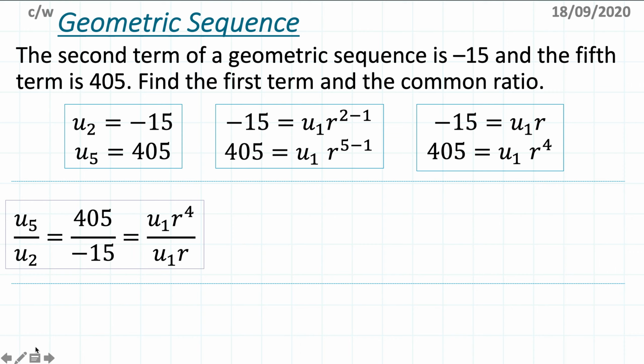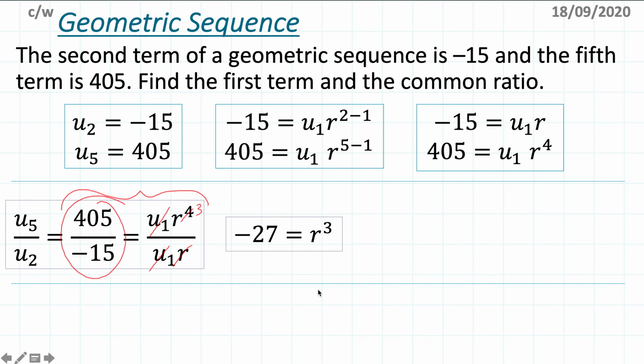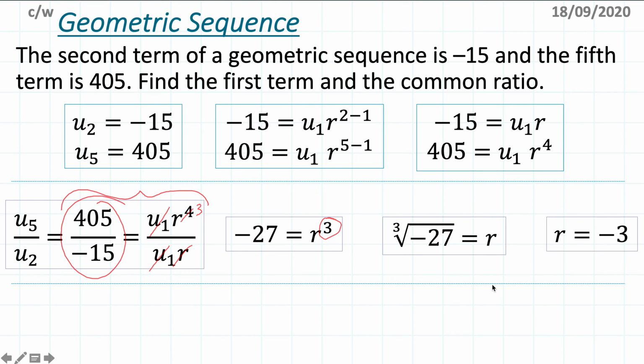So then what I will do, hopefully you'll notice that you can cancel out the u1, and that's what we want to do. We can also reduce the powers, so the power 4 will be 3, and it will cancel out with this r. I can also simplify this left-hand side. So I'm just going to deal with this section. My left-hand side is going to simplify to -27, and my right-hand side is going to simplify to r cubed. So this is what I'm left with, which is great. I only have one term now. Now I'm going to take the cube root. If you have a 2 in there, you take the square root. If you have a 4 in there, you take the fourth root. For a 3, I'm going to take the cube root. So the cube root of -27, and r is equal to -3.